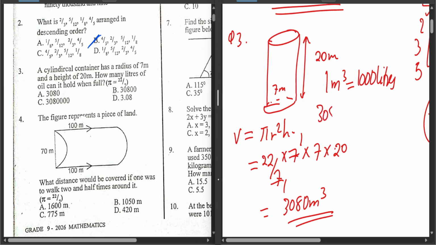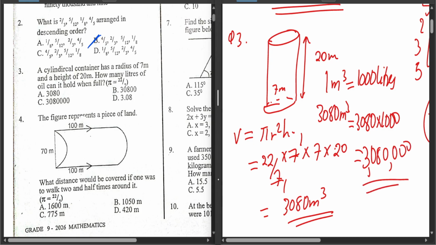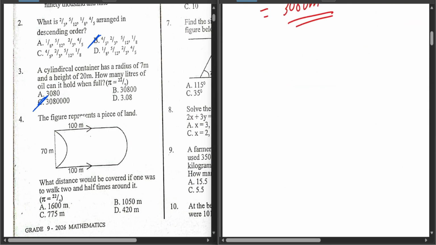So what about 3080 cubic meters? Therefore you take 3080 times 1,000 to give you 3080 and 3 zeros, that is 3,080,000 liters. So the answer to this question is this. Question 4. Let's go to question 4 now. Now for question 4, the figure represents a piece of land, which is this one.